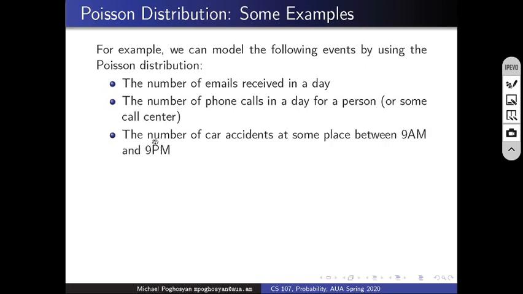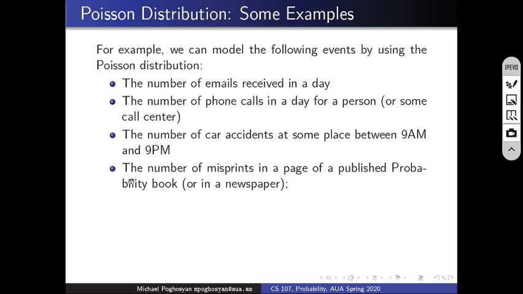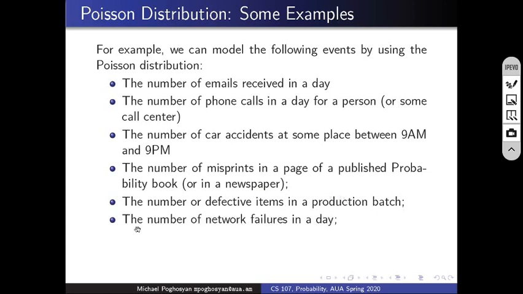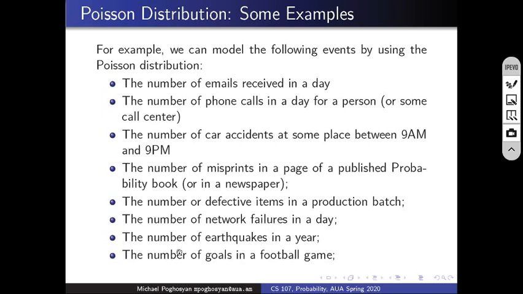We can model by Poisson distribution the number of car accidents at some place between, say, 9 a.m. and 9 p.m. Or the number of misprints in a page of a published book or in a newspaper, or the number of defective items in a production batch, or the number of network failures in a day. Also, the number of earthquakes in a year, the number of goals in a football game, and a lot more examples.